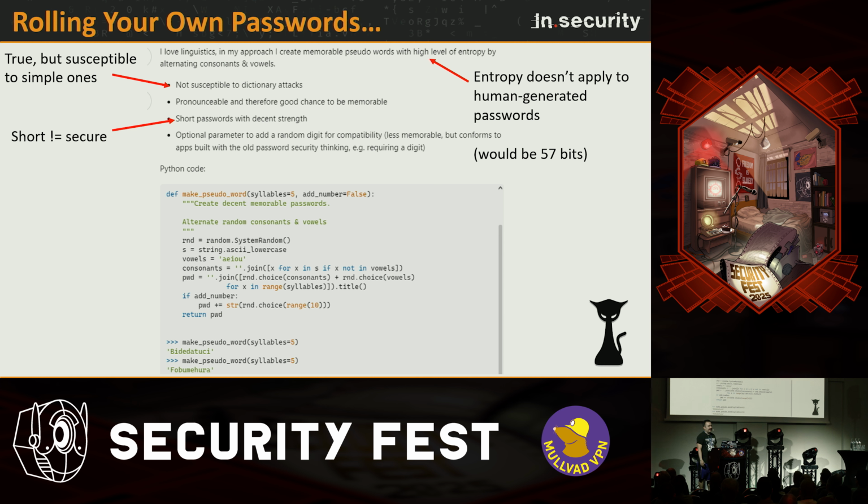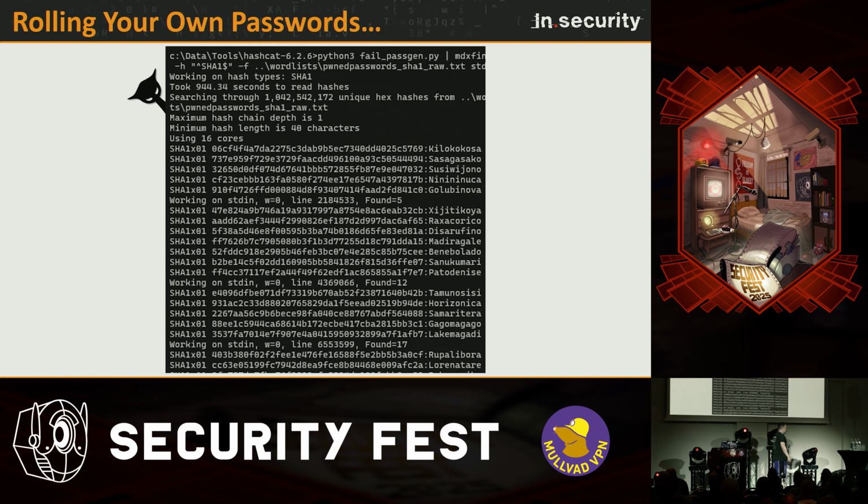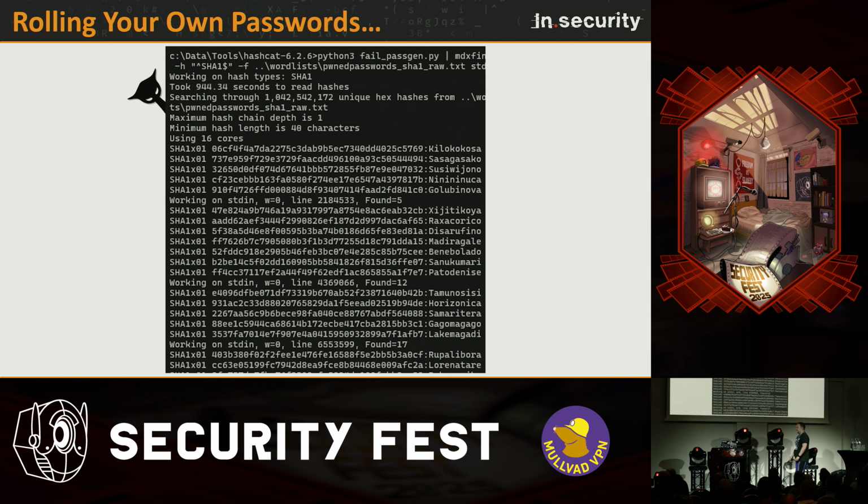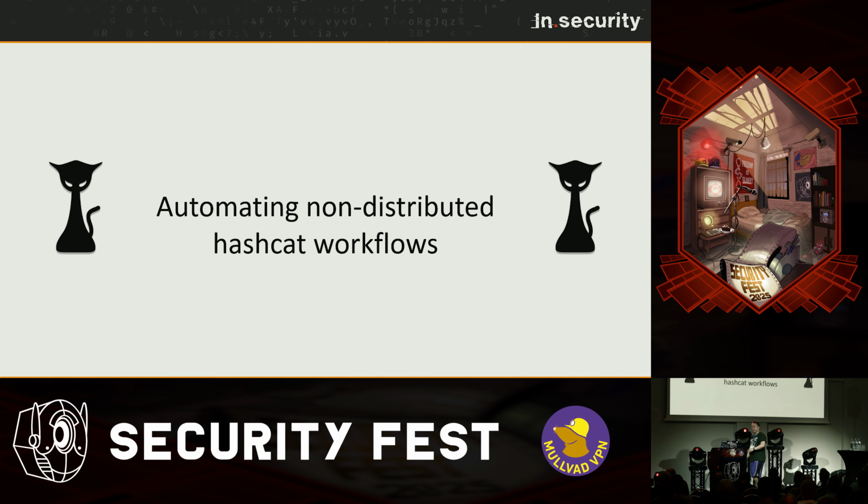"Short passwords with a decent strength." They are literally opposite. Short is not a decent strength. So I did it, sure enough. Yes, all the passwords came flying down, starting with a capital consonant and then alternating vowel consonant for 10 characters. I also found it very interesting that the optional parameter was to add a digit. It wasn't add a digit, it was an optional parameter to add a digit. But either way, alternate consonants and vowels, don't do it.